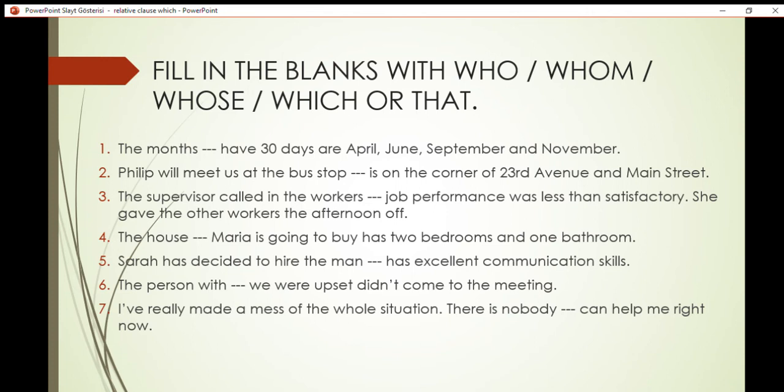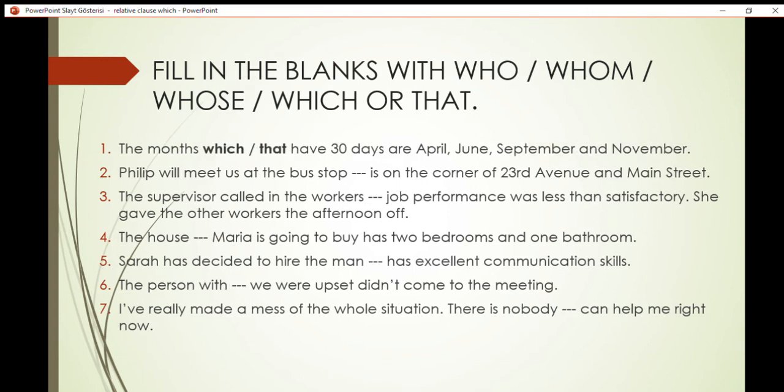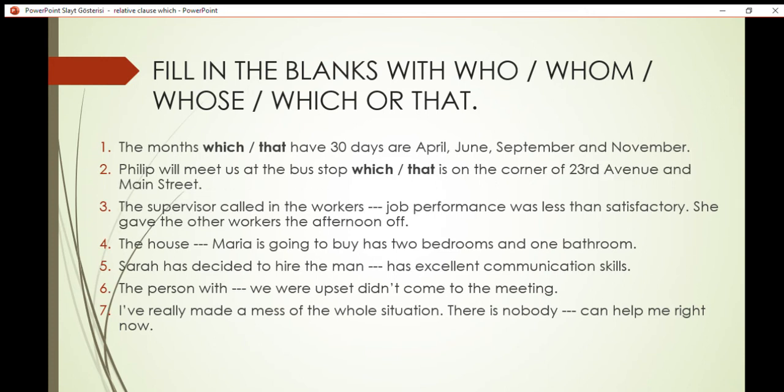Number 1, the months. Because they are months, we're talking about an item, an object. So we say which. The months which have 30 days are April, June, September, and November. Or the months that have 30 days are April, June, September, and November. 2. Philip will meet us at the bus stop. Because we're talking about the bus stop, we say which. Philip will meet us at the bus stop, which is on the corner of 23rd Avenue and Main Street. Or Philip will meet us at the bus stop that's on the corner of 23rd Avenue and Main Street.